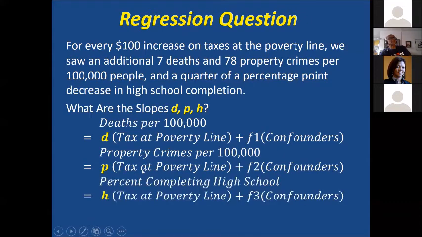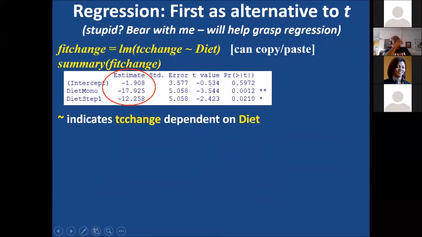And so finally, the percent completing high school. So you have 0.25 here. So you might say it's 0.25 divided by 100, but it's a little more complicated. It's 0.25 divided by 100 with a change of sign, because it'll be minus 0.0025. So that's what H is. And so that's the basic idea in reading regression equations. So we're going to be looking at some regression equations in the next few minutes, and that's the idea.